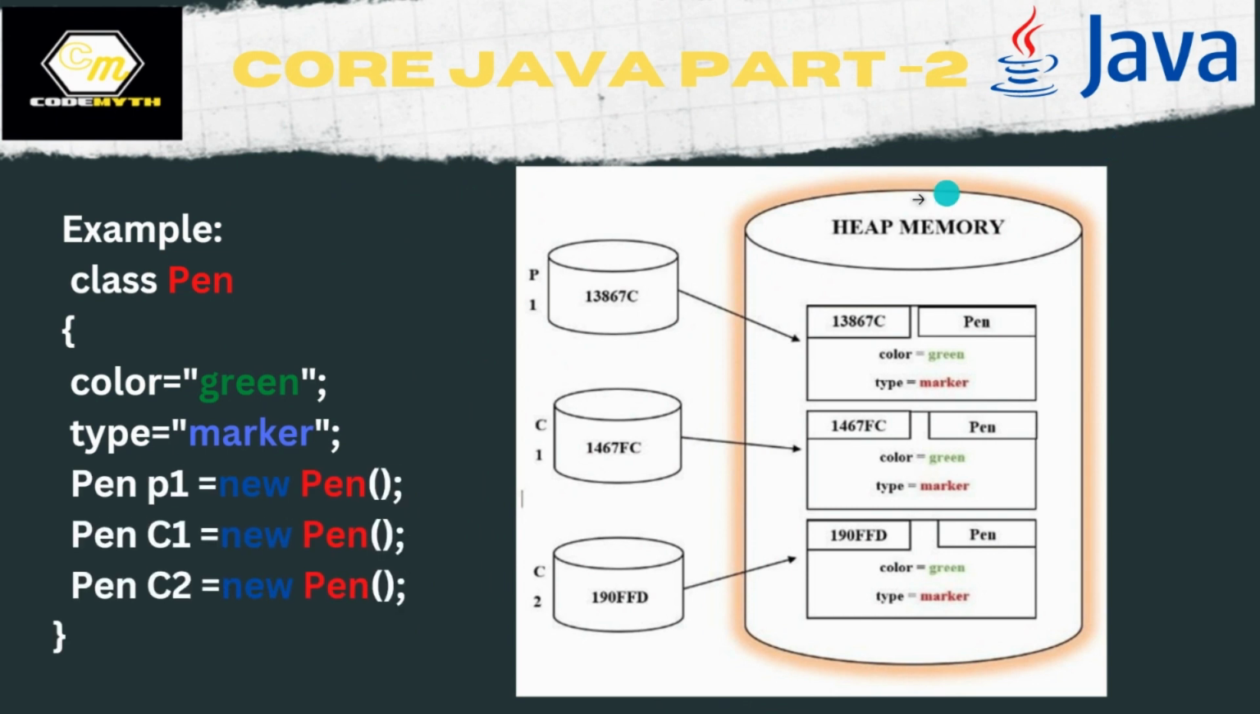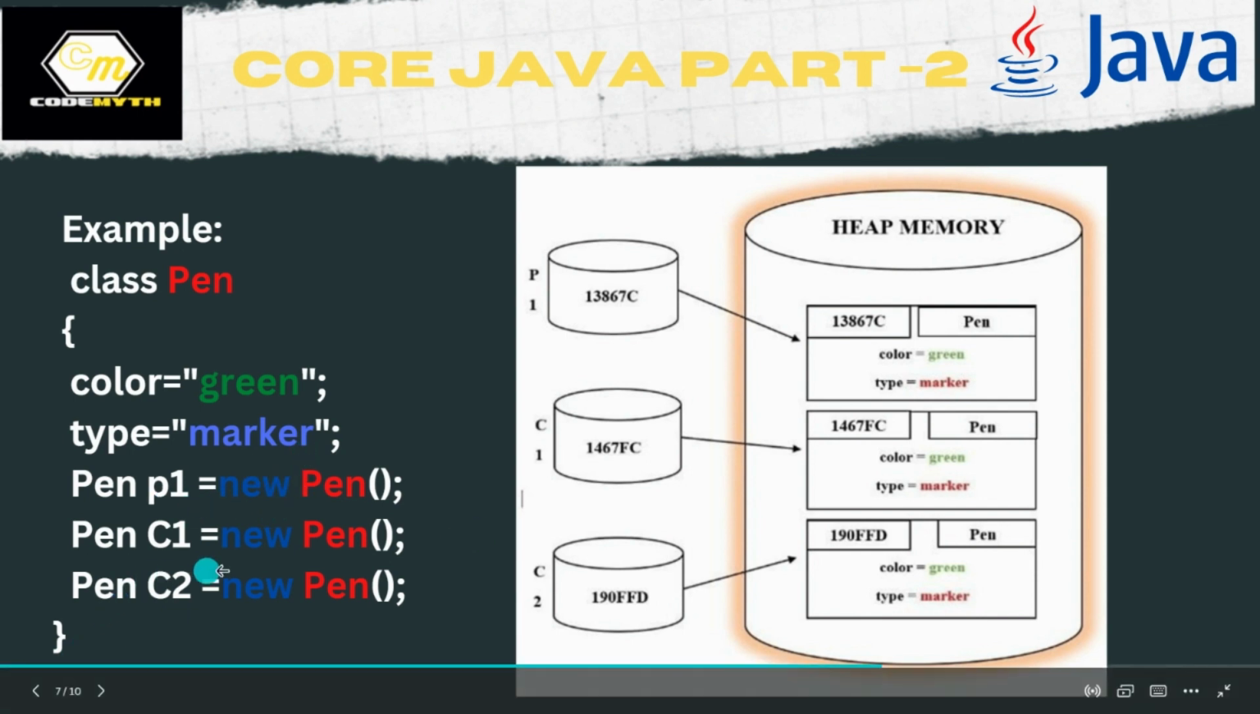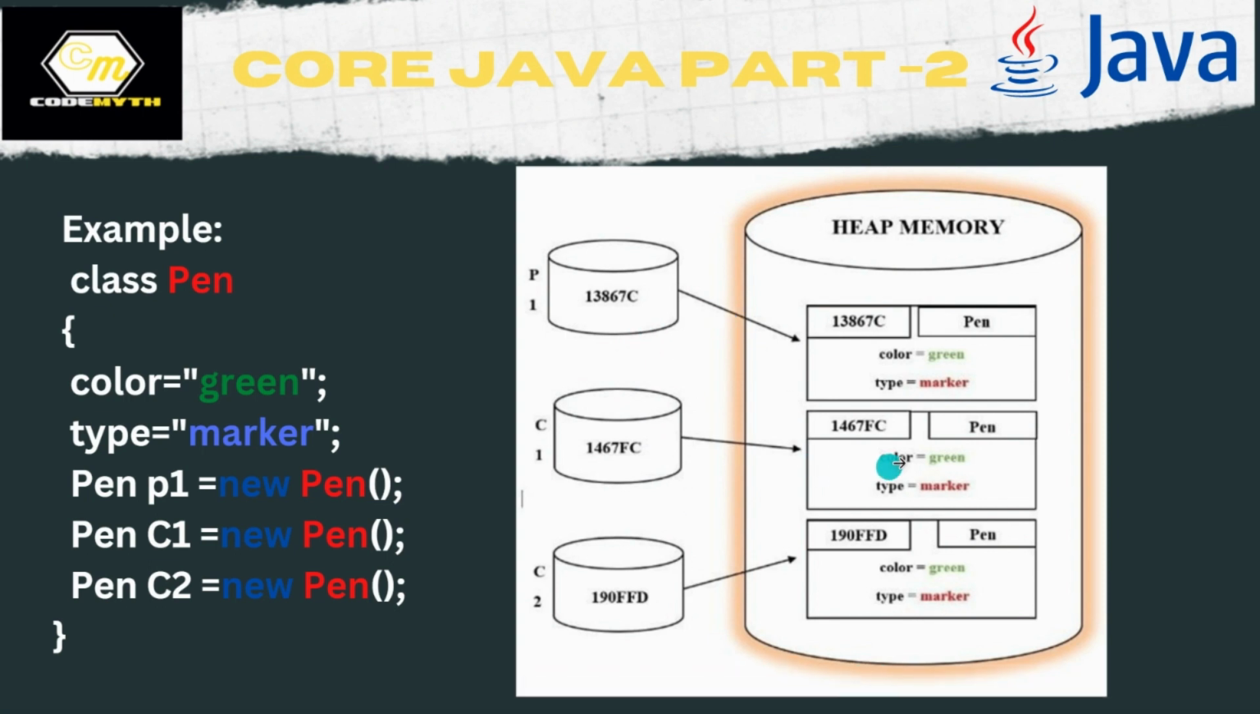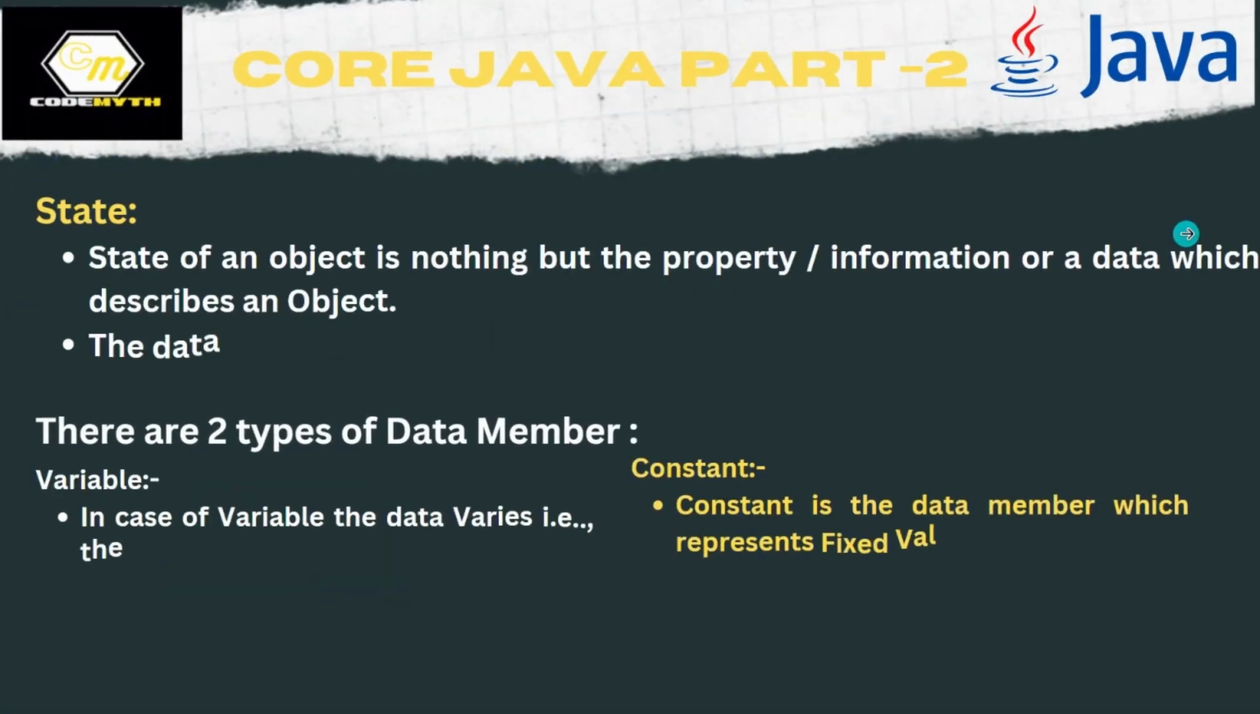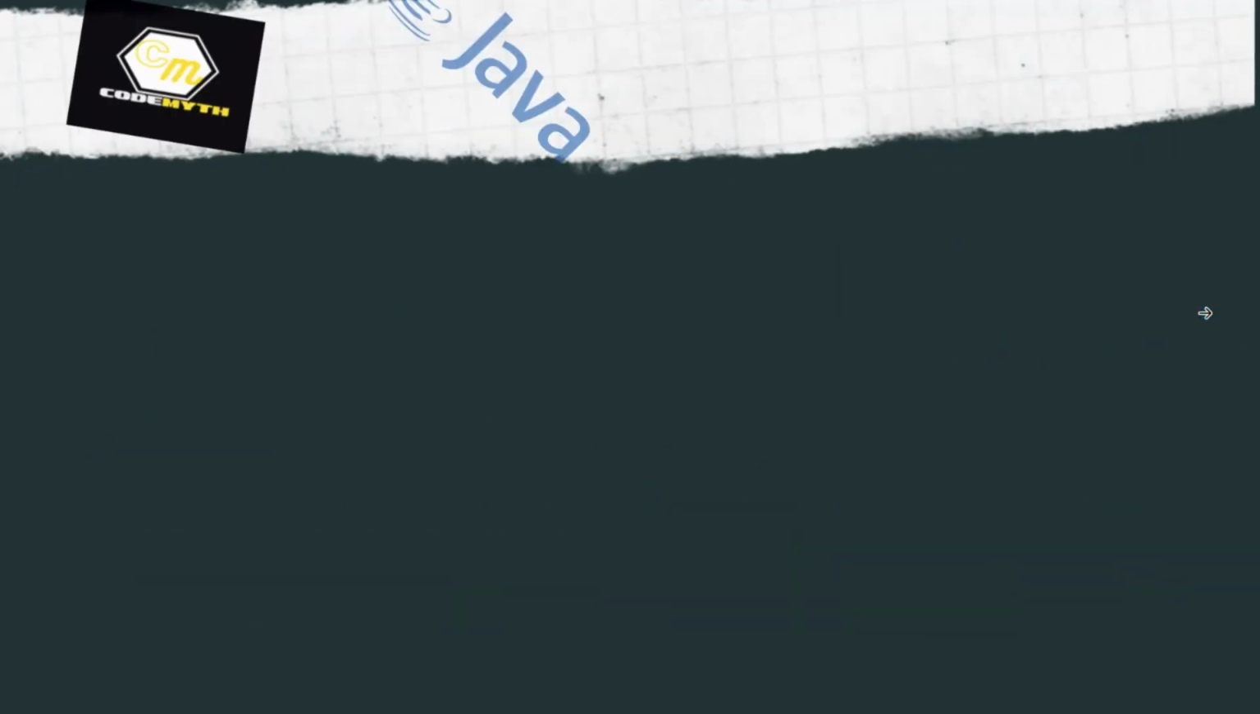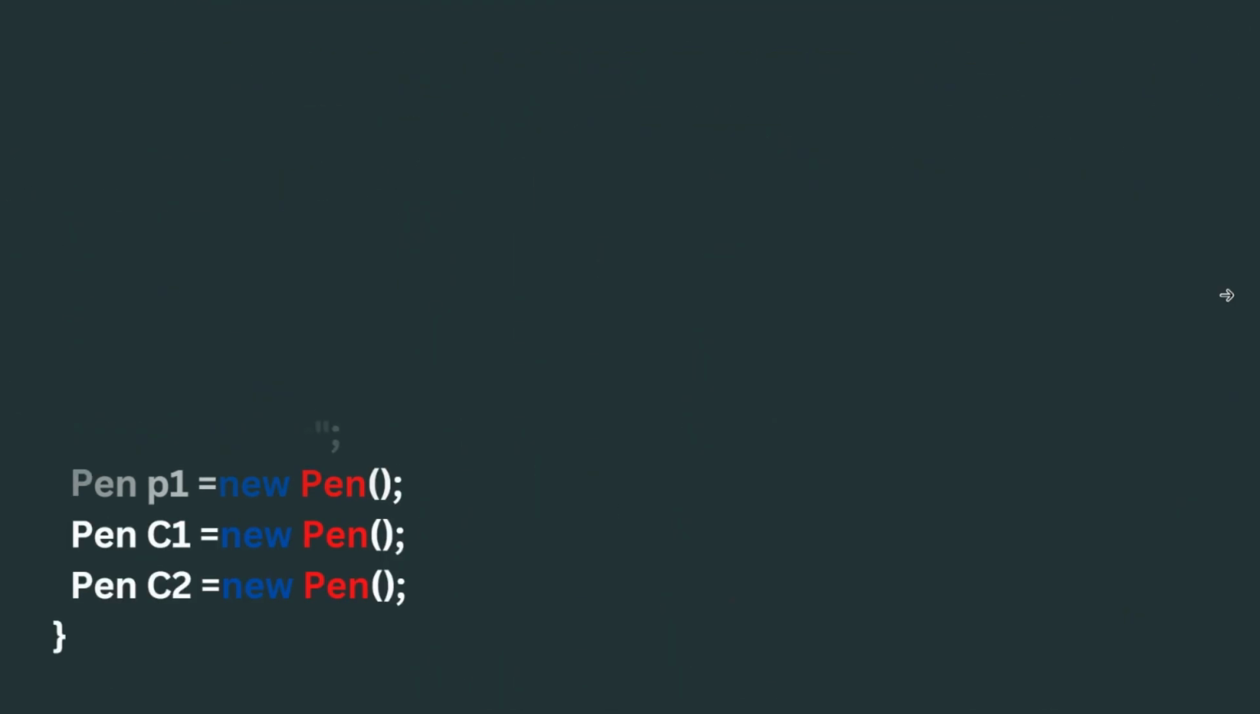Here we have an example. We have class Pen. We have already initialized color as green, and marker is the type of pen. Pen P1 equal to new Pen, Pen C1 equal to new Pen, and Pen C2 equal to new Pen. Here we have the same object at three places with different object addresses and object references. This is the main example of object reference.